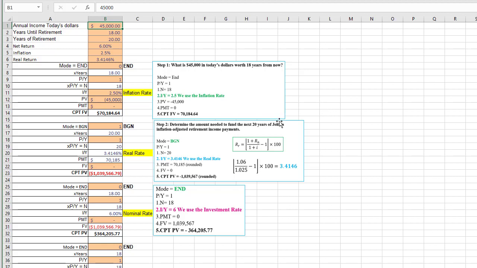Here it is, a quick review in Excel in terms of the Excel formulas. And this Excel sheet should be available for download in the Learning Management System.